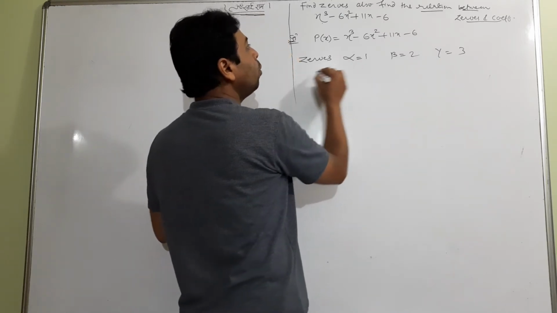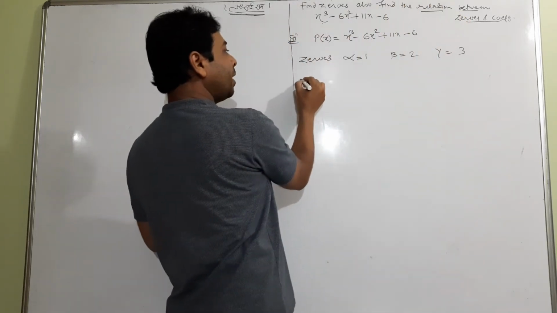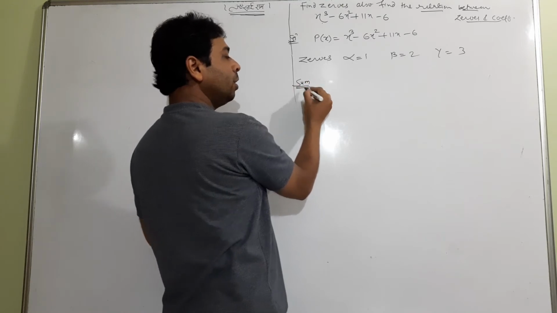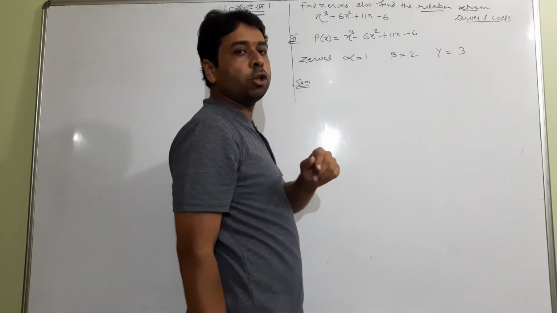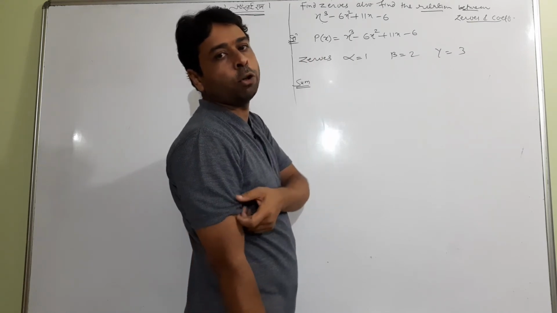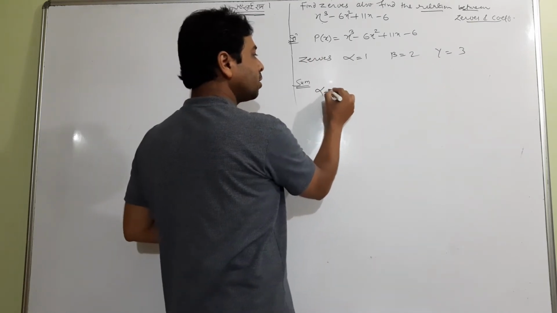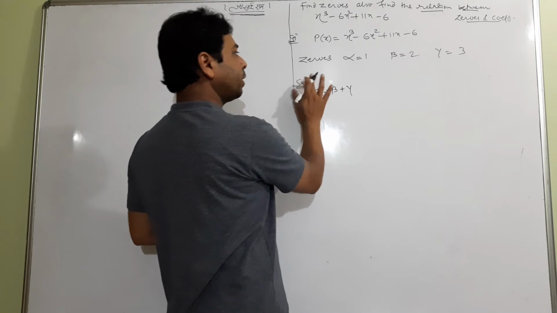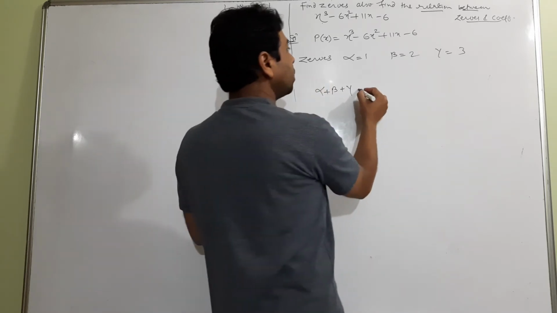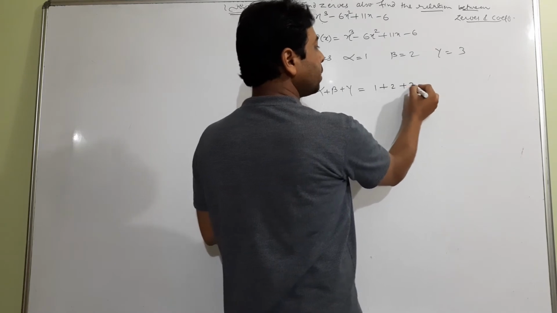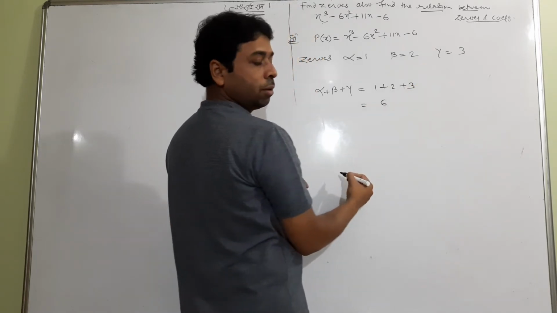Now we'll go with a relation. So you know how to find this relation. This time, student, remember it is a cubic polynomial, so three things we have to follow one by one. First thing is sum. Don't write this, sum: alpha plus beta plus gamma. What happens? 1 plus 2 plus 3, 6.